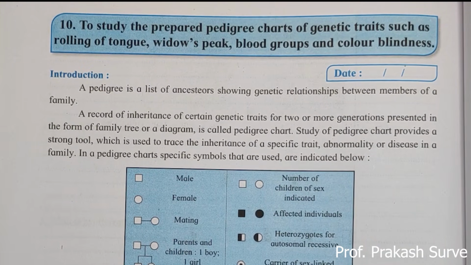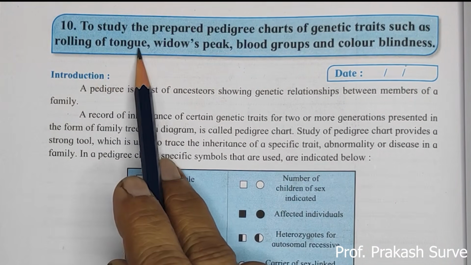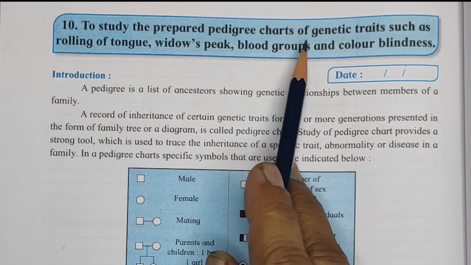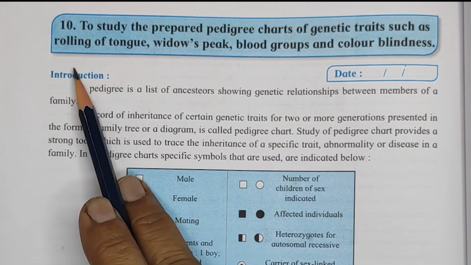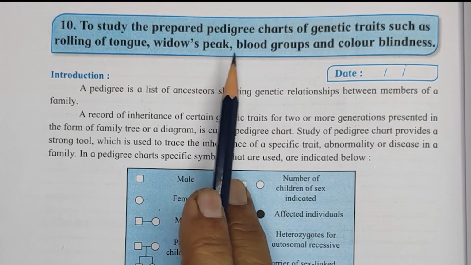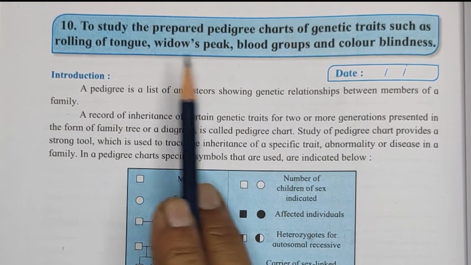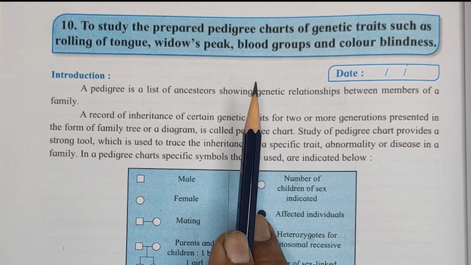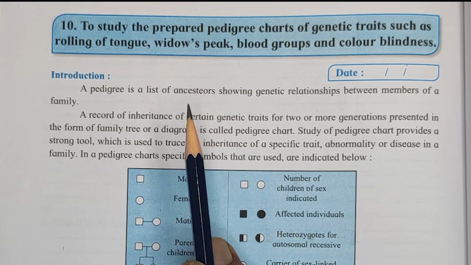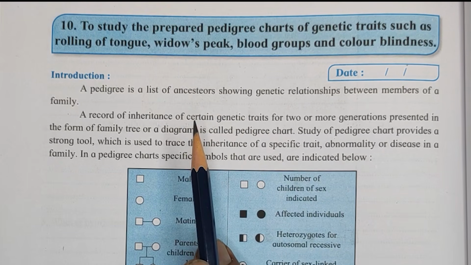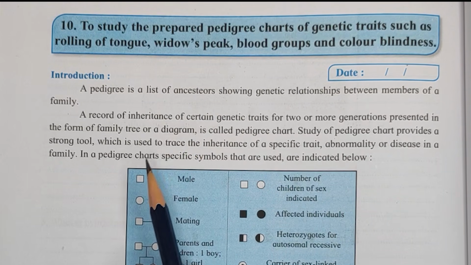Welcome dear student. Today we'll study the prepared pedigree charts of genetic traits such as rolling of tongue, widow's peak, blood groups and color blindness. Okay, so this particular question will be asked as question number 4 in the practical exam, and that is for the identification, which is for 1 mark.